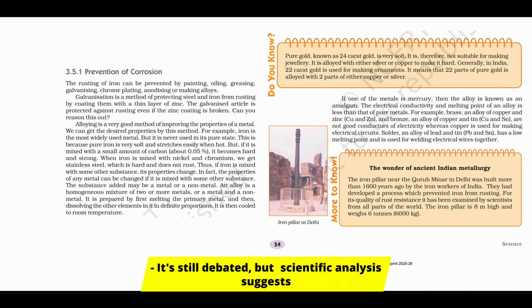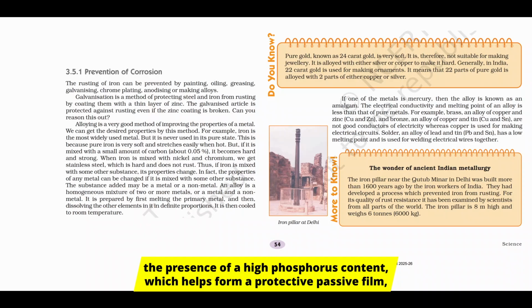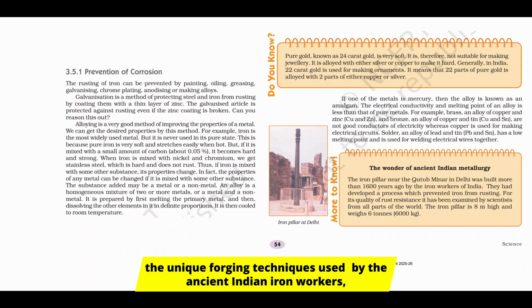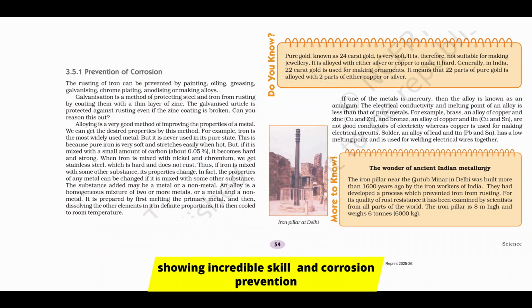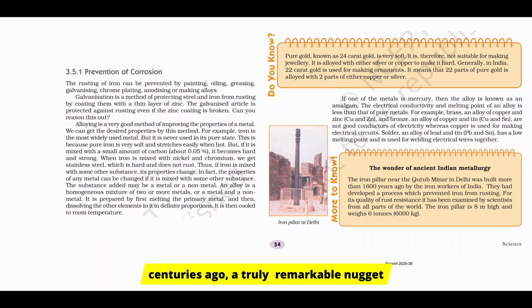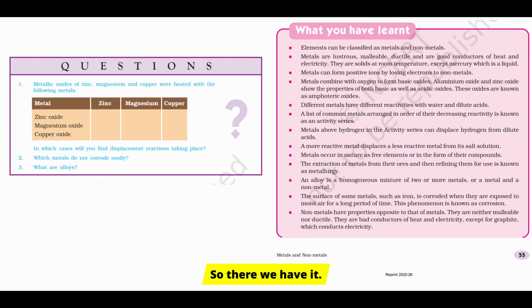It's still debated, but scientific analysis suggests it's due to a combination of factors. The high purity of the iron used, the presence of a high phosphorus content, which helps form a protective passive film, the unique forging techniques used by the ancient Indian iron workers, and possibly environmental factors. It's an ancient masterclass in metallurgy, showing incredible skill in corrosion prevention centuries ago, a truly remarkable nugget of history and science combined. So there we have it.